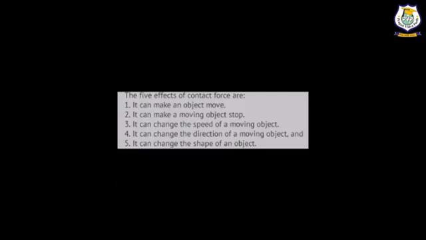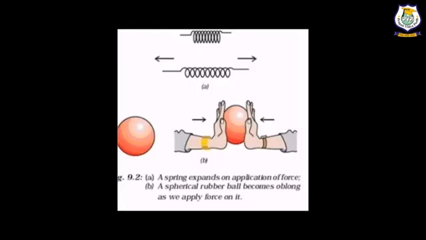Next, third is it can change the speed of a moving object. मतलब हम किसी भी moving object की speed को कम या ज़्यादा कर सकते हैं. It can change the direction of a moving object. We can change the direction also. And the last, it can change the shape of an object. That means we can change the shape of an object by applying some force. Now see the example here.